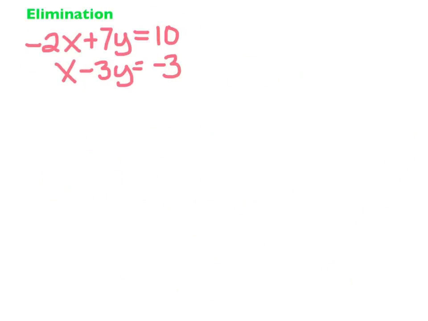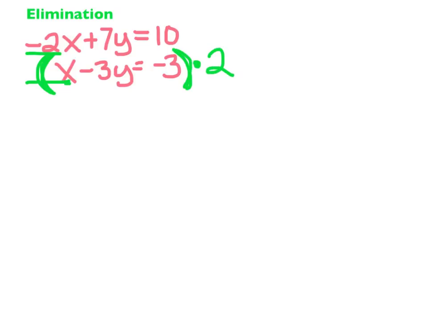Alright, and the third method that we're going to use today is called elimination. This is also known as linear combination, but elimination is what we use most often. The point of elimination is you're going to determine which variable you want to eliminate. It can be x or y, it doesn't matter. Go with whichever one's the easiest. In this case, I've got a negative 2x and I have a 1x. It'd be easier for me to eliminate the x. And the way I'm going to do that is I'm going to multiply this entire second equation by positive 2.